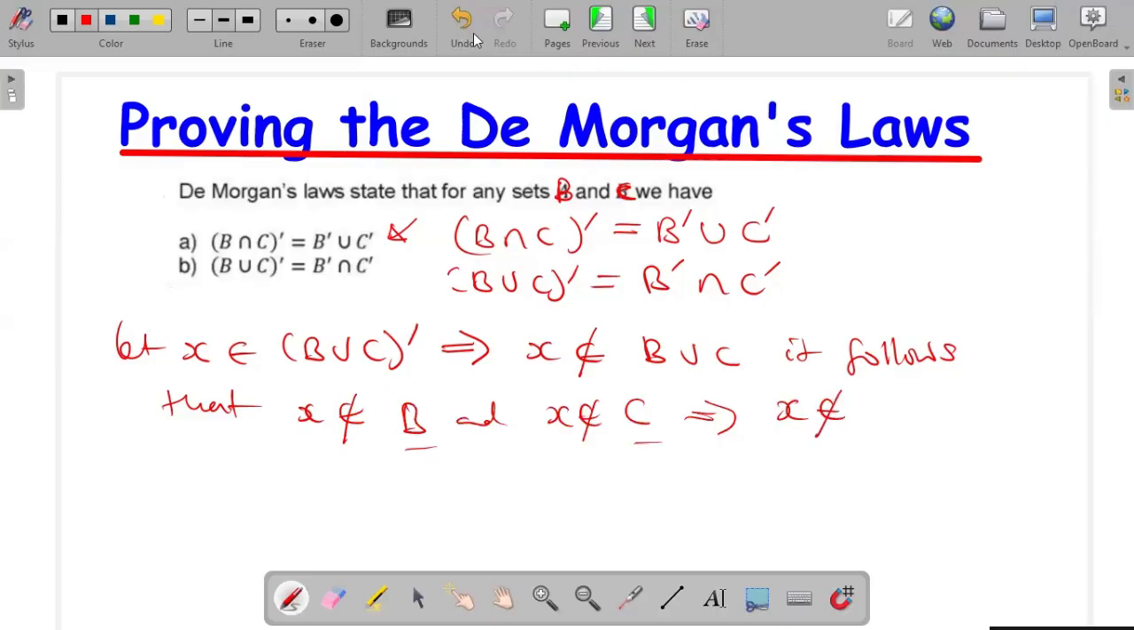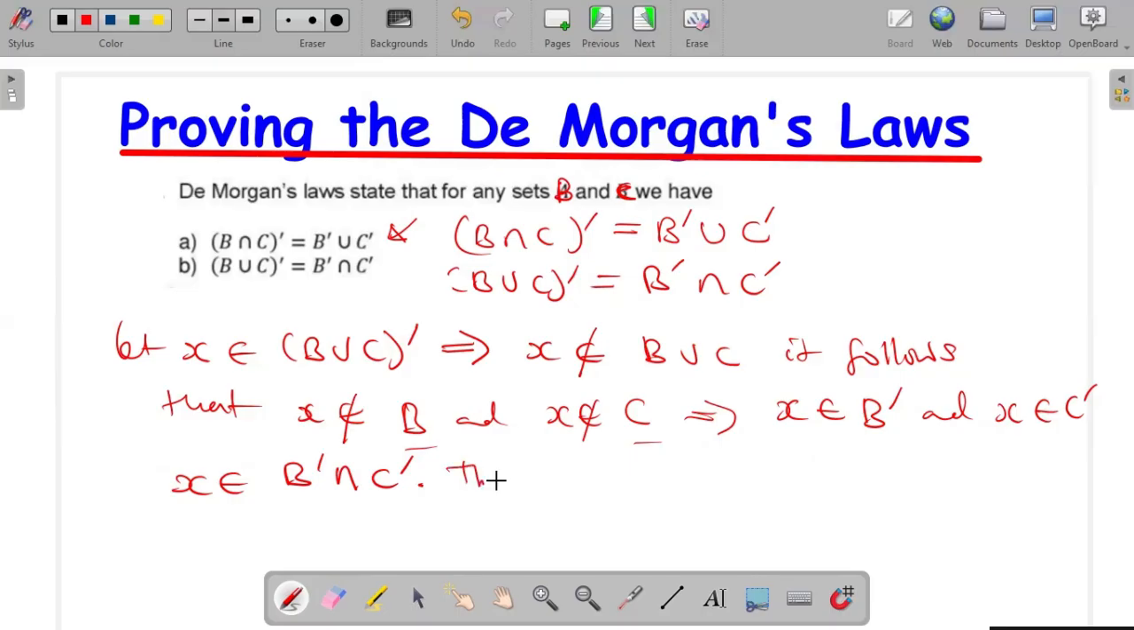So X has to be a member of B complement, and X is a member of C complement. But the 'and' there just means it's in both sets, meaning that's intersection. So X is a member of B complement intersect C complement. So this is the first part.